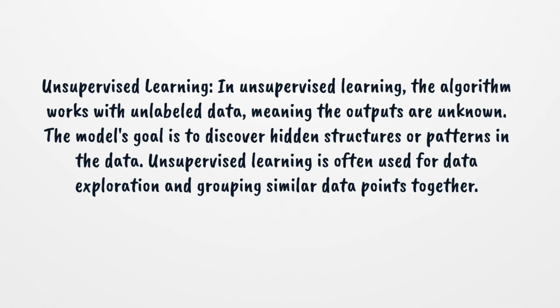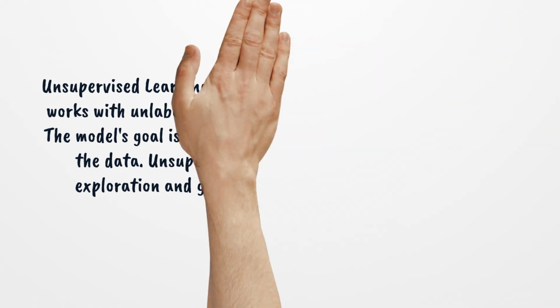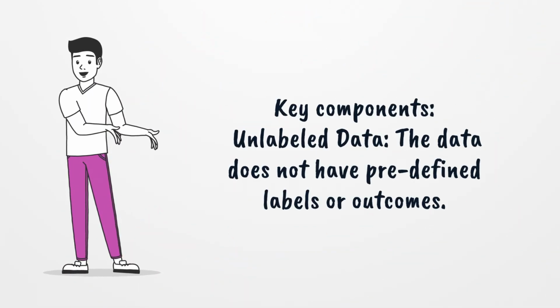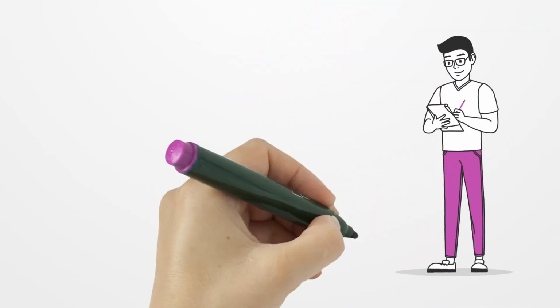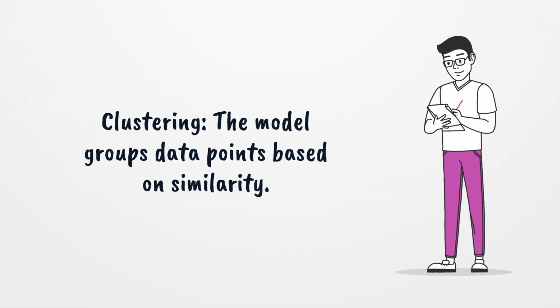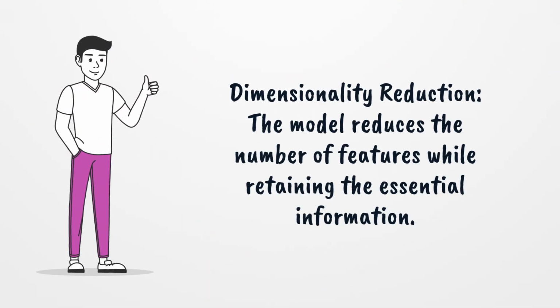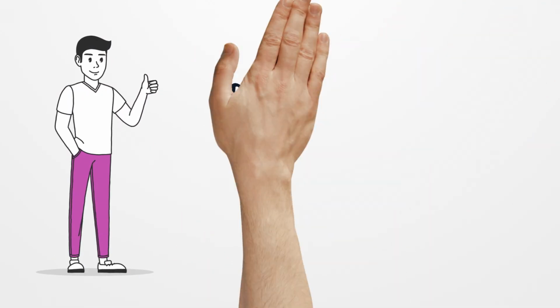Unsupervised learning. In unsupervised learning, the algorithm works with unlabeled data, meaning the outputs are unknown. The model's goal is to discover hidden structures or patterns in the data. Unsupervised learning is often used for data exploration and grouping similar data points together. Key components. Unlabeled data. The data does not have predefined labels or outcomes. Clustering. The model groups data points based on similarity. Dimensionality reduction. The model reduces the number of features while retaining the essential information.